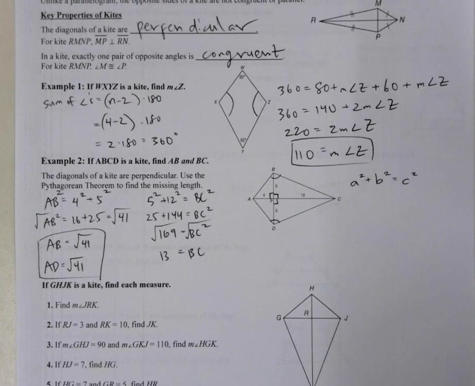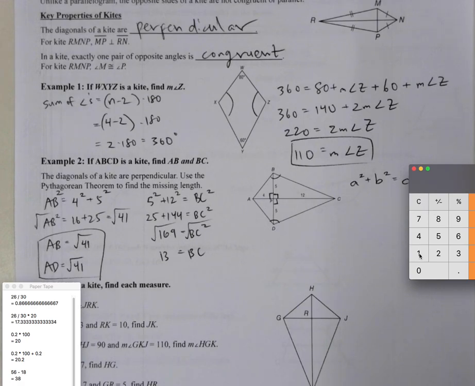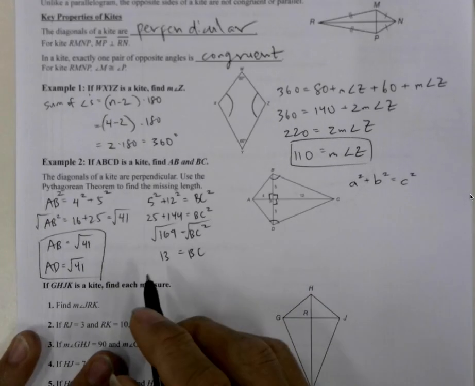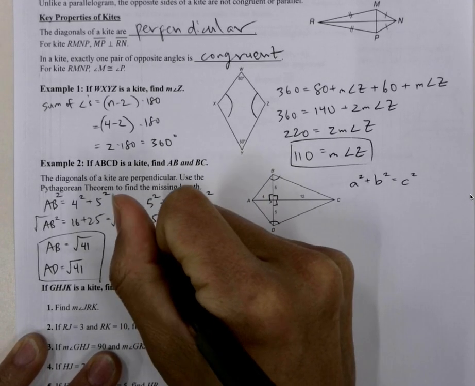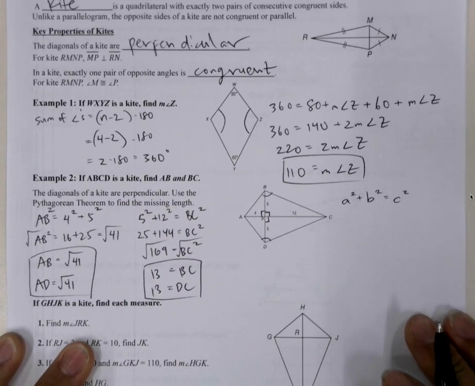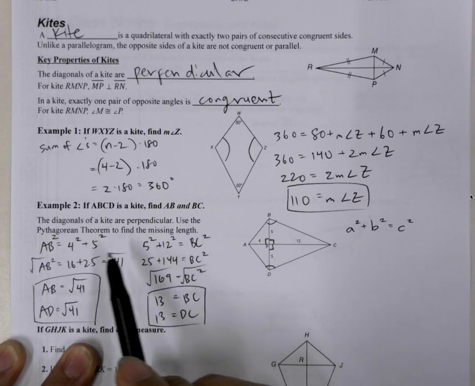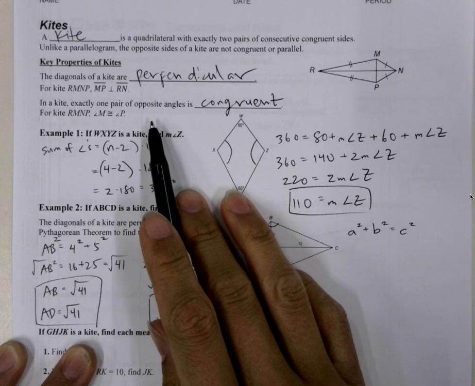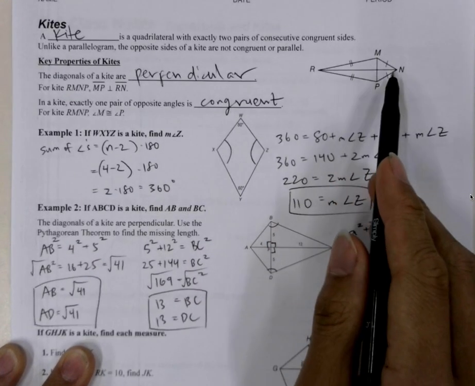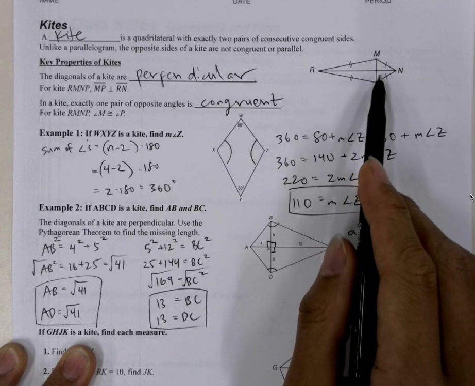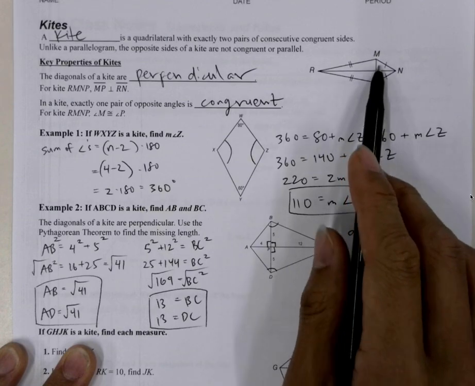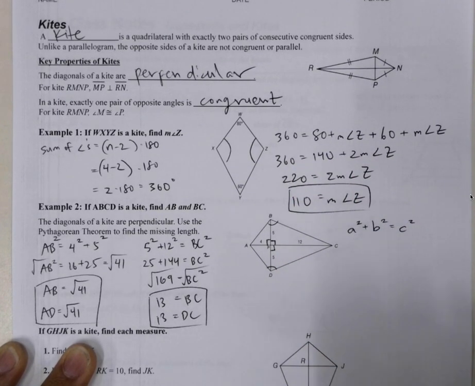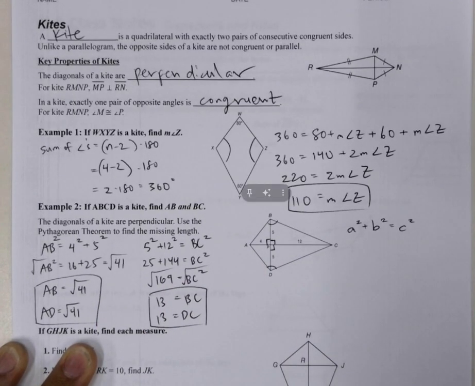Let me double check that. 13 times 13, yeah, 169. So BC is equal to 13, and also DC is equal to 13. And so that's how we solve some of these problems using the properties of a kite. Again, the properties of a kite are consecutive sides congruent, one pair of opposite angles congruent, and the diagonals are perpendicular. And so that's how we're going to use those properties to solve problems involving kites.